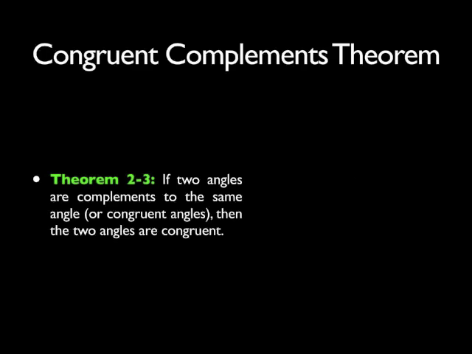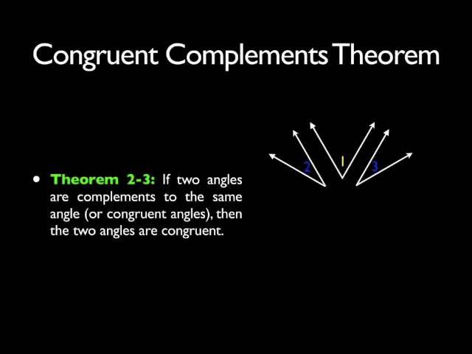The first theorem is called the congruent complements theorem. This is very similar to the congruent supplements theorem, so it should sound familiar. If 2 angles are complements to the same angle, or congruent angles, then the 2 angles are congruent.